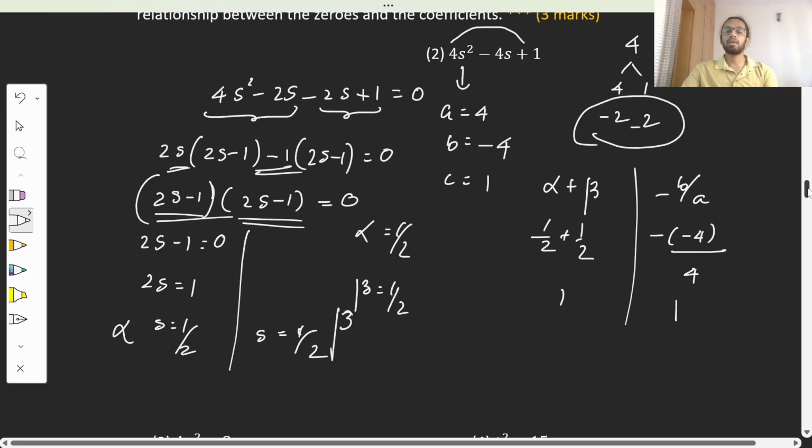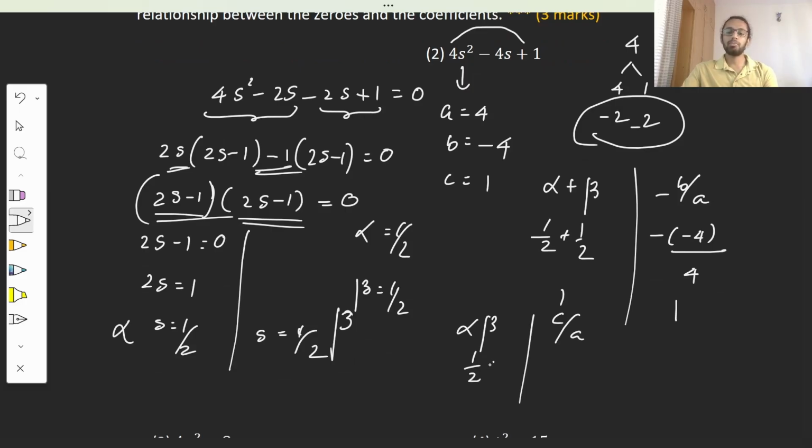And we can also verify whether alpha beta equals c by a. That can also be done. Alpha is 1 by 2, beta is 1 by 2. When we multiply, we get 1 by 4. And the value of c is 1, a is 4, which is also 1 by 4. So this is the verification. So with these two problems, I hope you're able to get how to find the relationship between the zeros and coefficients, and also finding the zeros in the first place.